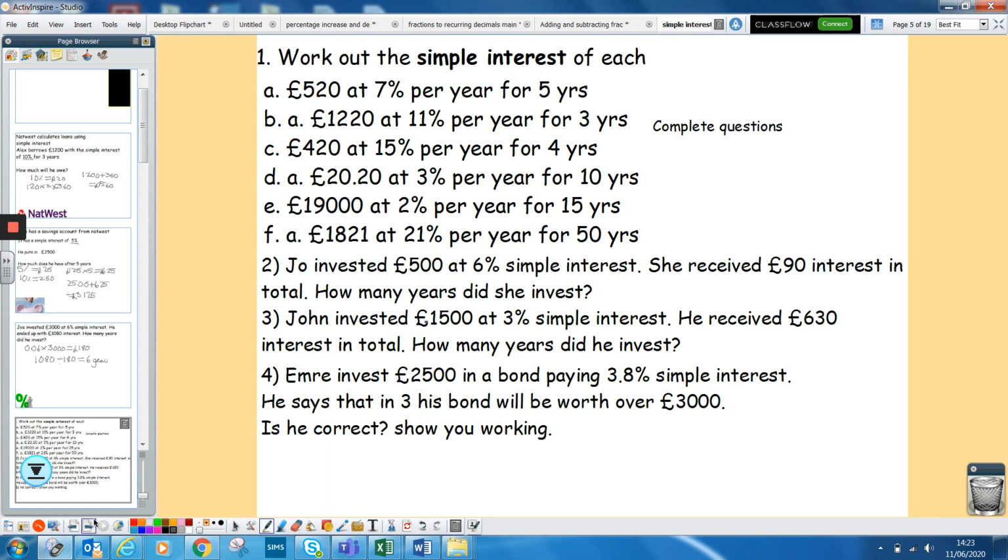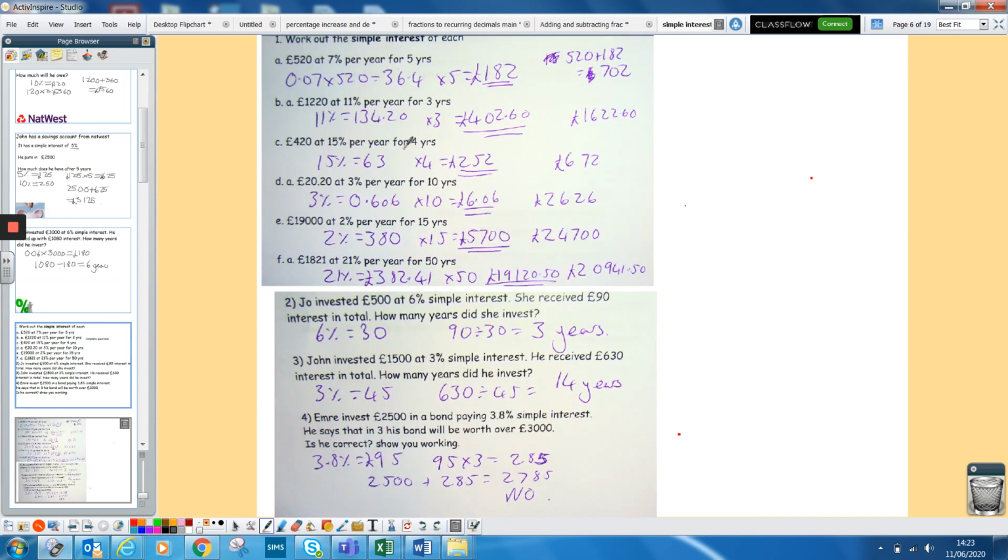Right then, hopefully you've all had a go at that, and just mark your answers. Again, the bit that's underlined is, I think, a lot of that is the interest, and then your final answers at the end. So with question 1, because it says work out the simple interest, the bit underlined is your simple interest, but I know a lot of people then add it on, and that would be the added on bit there. Then just mark those answers there.